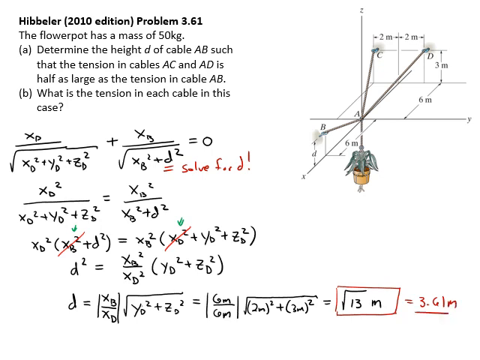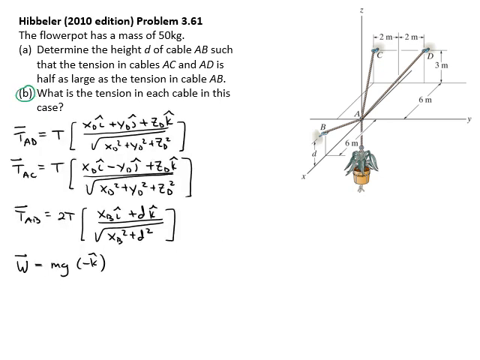Okay, so there's the answer to part A. We've gotten now D such that the tension in cable AB is twice as big as the tensions in cables AC and AD. All right, so then we'll move on to part B. Part B is just asking what is that tension, right? So now I have one other thing that I don't know, which is the tension in each cable. Okay, so moving on to part B now. What is the tension in each cable? So now our new target is T, right?